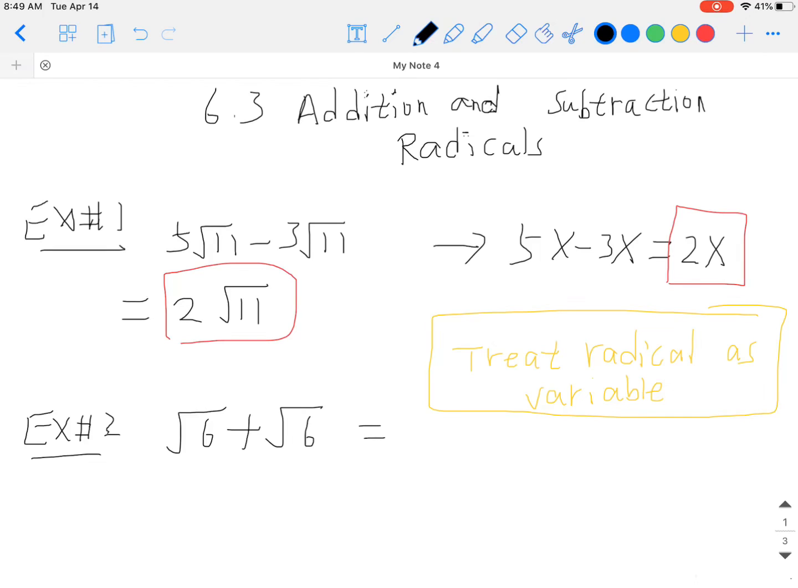For example 2, radical 6 plus radical 6. Since they're the same radical 6, what happens if x plus x? That's 2x, right? And in this case, it would be 2 radical 6.